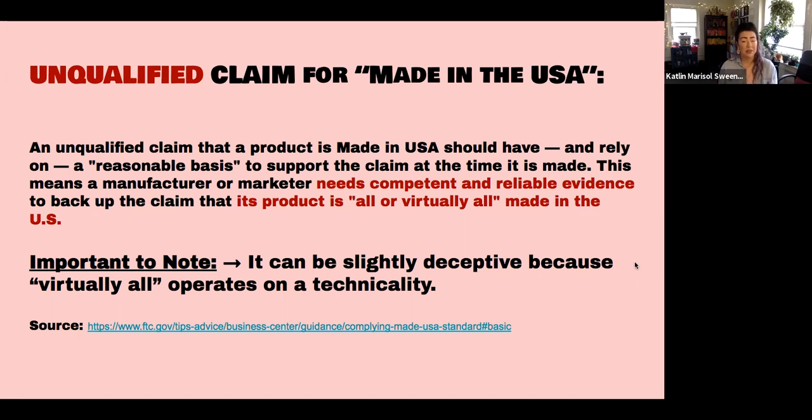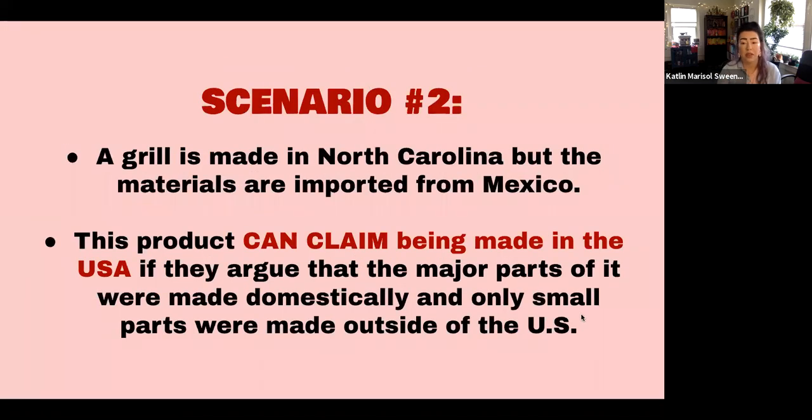So if a qualified claim is all about being, to some extent, as transparent as possible and saying, this came from here, this came from here, this came from here, with that meticulous listing, unqualified claims are all about having to demonstrate that most of, if not all of, the materials that went into this product are from the US. So it's really trying to strive for that whole.